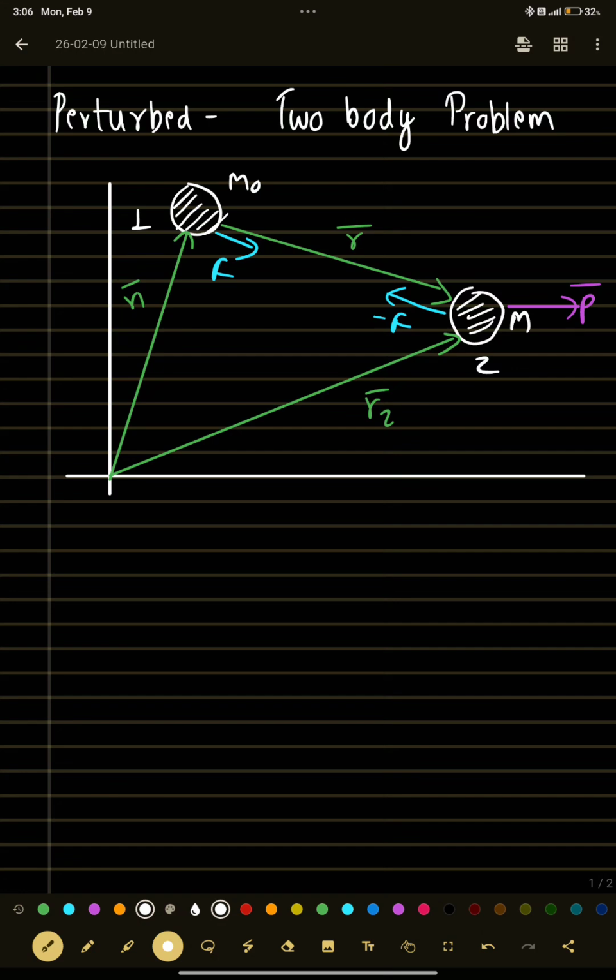And another important assumption was the ratio of masses. If you see m by m naught was very, very small. M naught was supposed to be massive. So we relax these assumptions. Relaxed means the masses can be anything, need not be very small as compared to one another. And the second point, gravitation is not the only force. You have also an external force P.